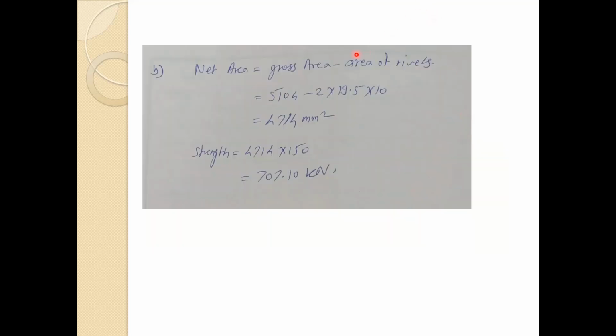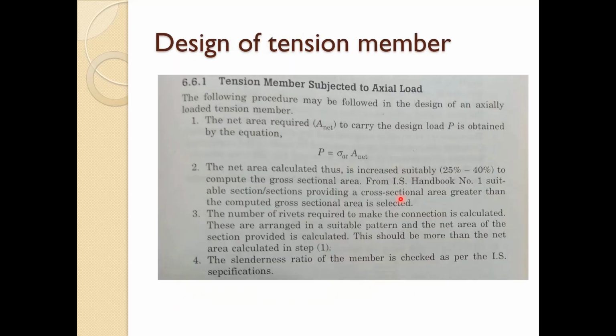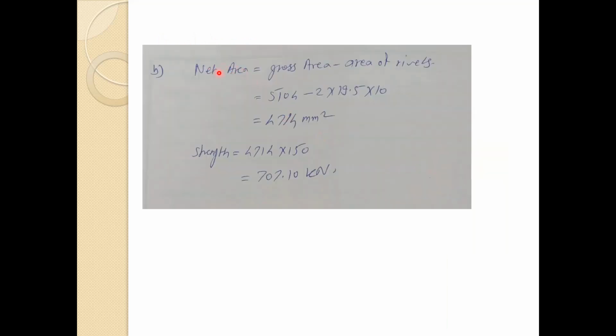Now the second case. Earlier the condition was like this, now the condition is like this. So the net area is the gross area minus the deduction for the rivet holes. We do the same way: net area is gross area minus deduction for rivets.